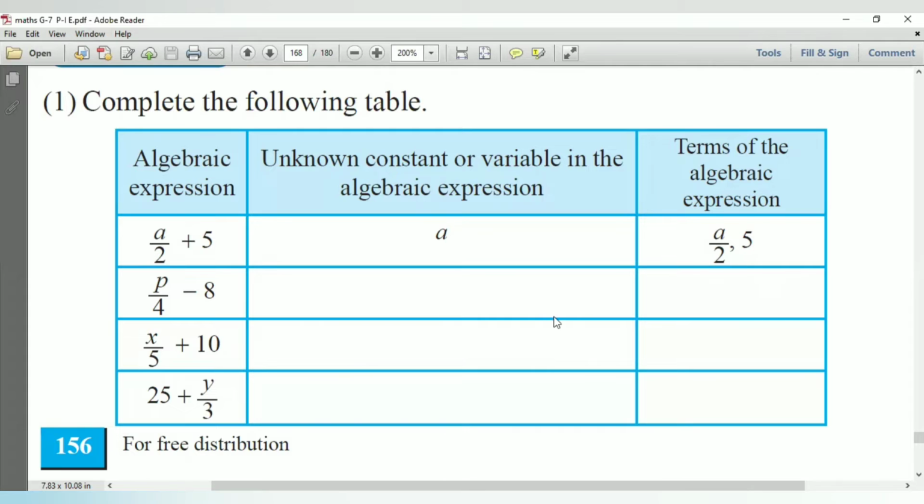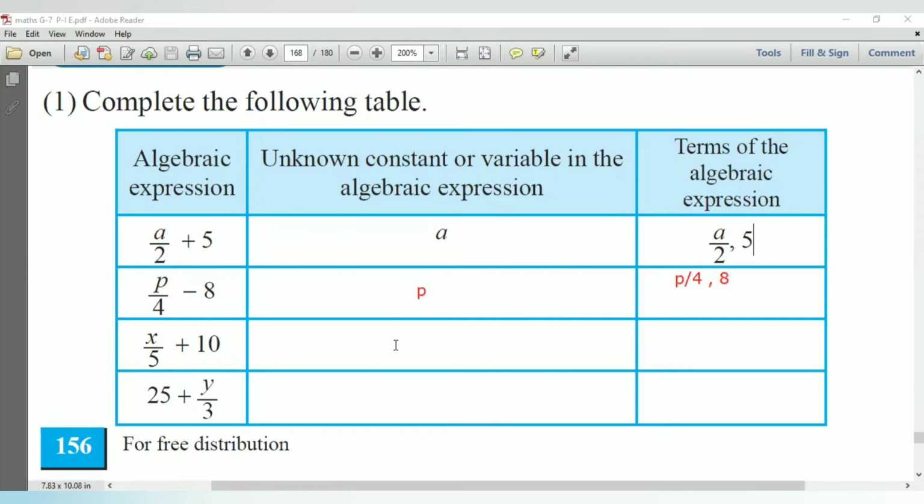So we'll take a few minutes and complete this table. Let's see how to do this. So first one is already done. Second one, P divided by 4 minus 8. The unknown term in this is P. And the two terms are P divided by 4 and 8. These are the two terms in this.